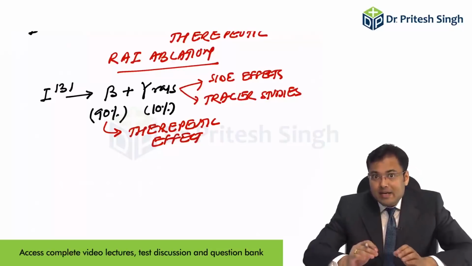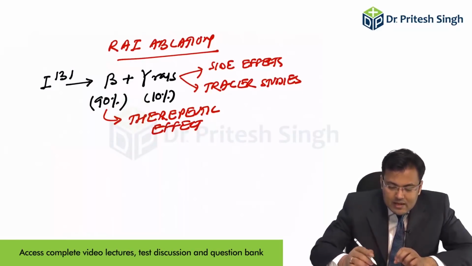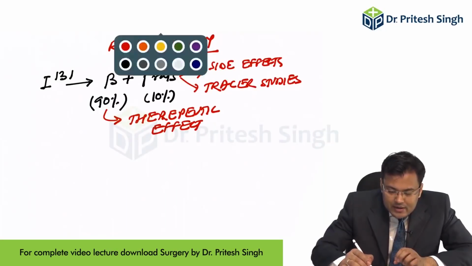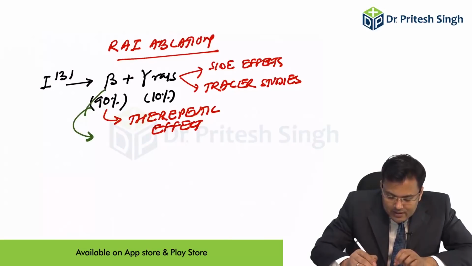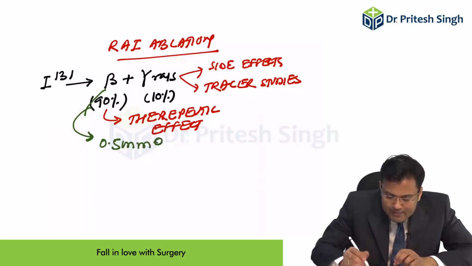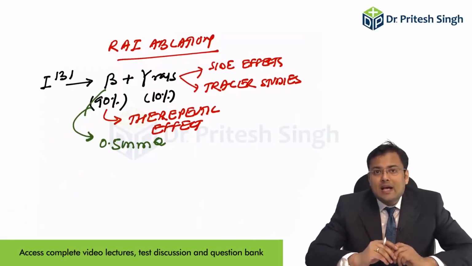like radioactive iodine scan. After that, questions are asked, how much is the depth of penetration of beta rays? The depth of penetration of beta rays is 0.5 millimeter. It is so low that even parathyroids are not damaged.